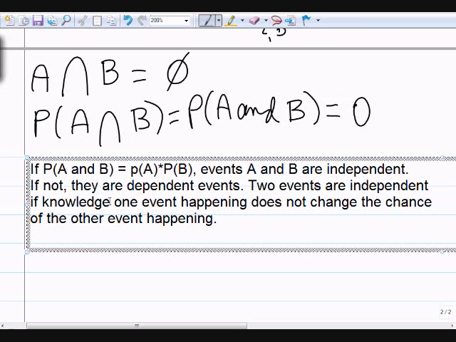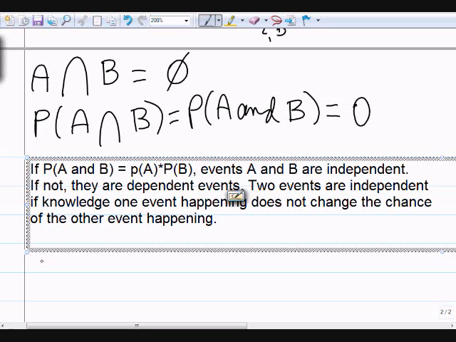Okay. So let me pose some questions to you about things that may or may not be independent. I'm going to flip a coin. I flipped a coin and I get heads. I know one event that happened. I got heads. I flip that coin again. Does getting heads on that first coin change the chance of getting heads on the second flip? No. So those two events are independent.